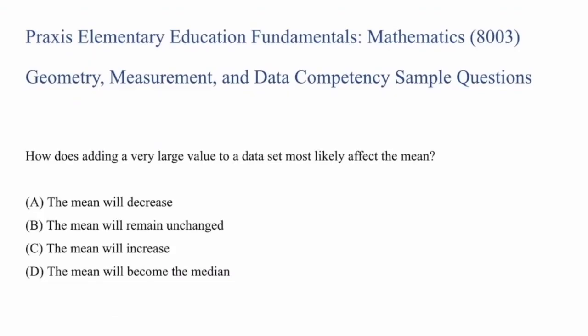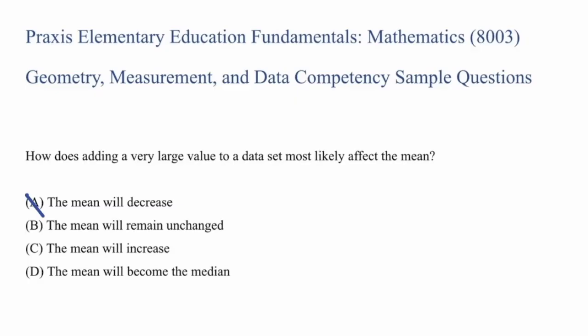How does adding a very large value to a data set most affect the mean? We want to remember that the mean is the average number of your data set. So our answer choice is A, the mean will decrease. A large value is not going to decrease our mean. So we're going to go ahead and cross that off.